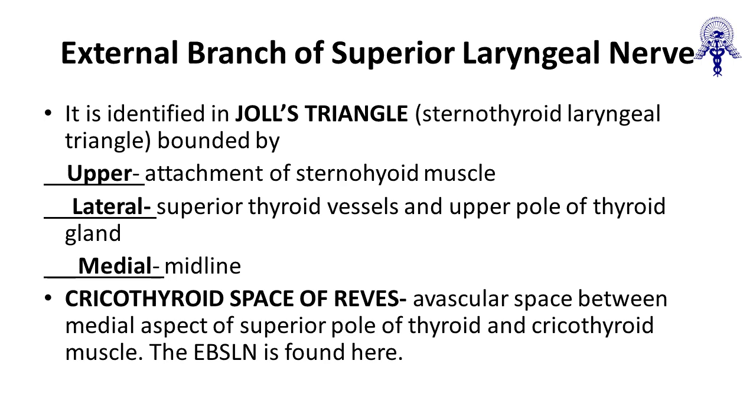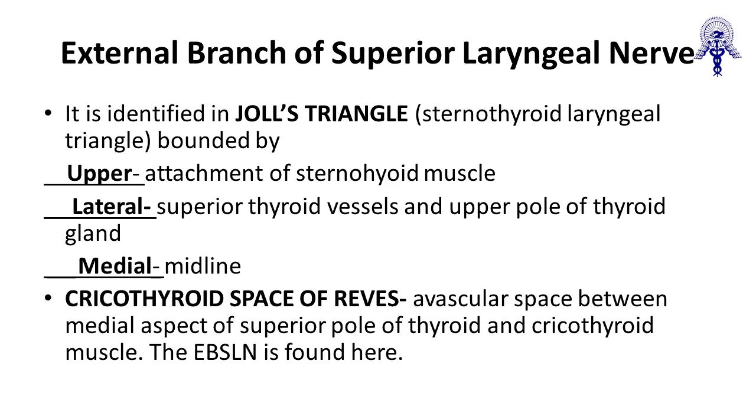and a few triangles are described in the thyroid bed. One is the Jones triangle for this external superior laryngeal nerve, which is described as: the upper attachment is the attachment of the sternocleidomastoid muscle on the hyoid, lateral is the superior thyroid vessels and upper pole of the thyroid gland, and medial is the midline. And in this triangular space, the Jones triangle, usually the external branch of the superior laryngeal nerve can be seen, a very slender nerve, so you have to be very careful about it.